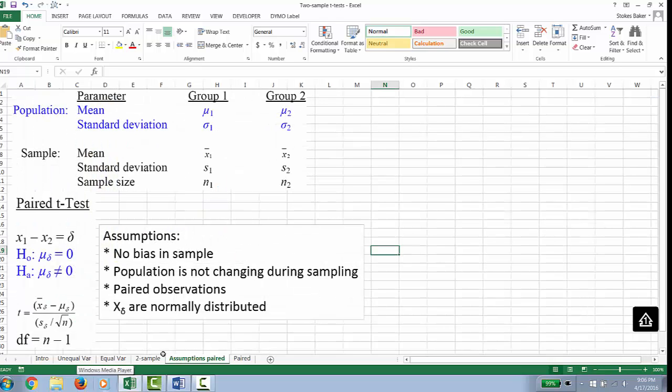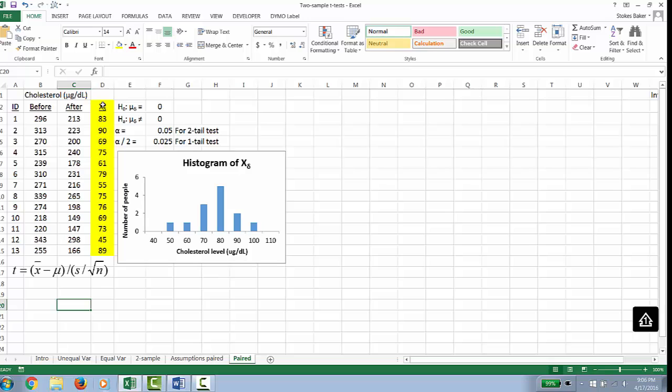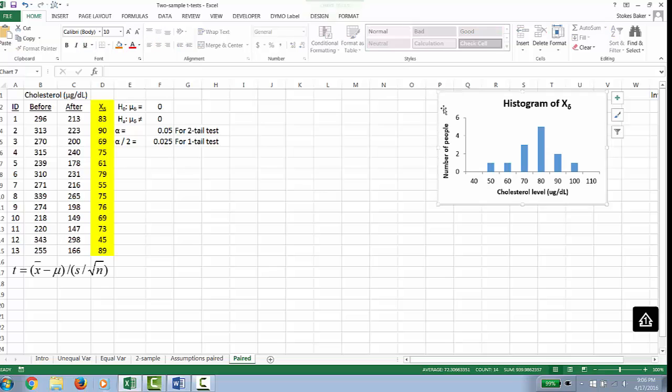Now, what are the assumptions of this test? That there's no sampling bias, the population was not changing during sampling, that we have paired observations, and finally, that the distribution of the x-bar deltas, of the differences, is normally distributed. So in this study, I've highlighted the differences, the x delta. Here's the resulting histogram, and it's unimodal and symmetrical, so I would say we have fulfilled the normality assumption. So let's now go do the statistical analysis.